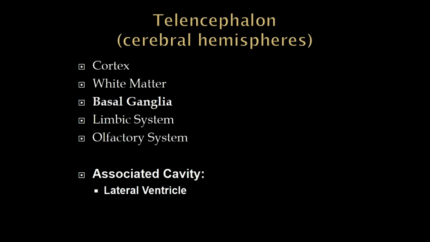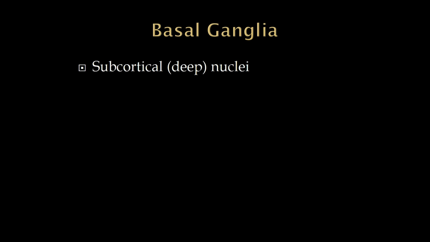Next in our telencephalic structures are the basal ganglia. The basal ganglia are deeply located neurons. They're not out around the surface like in the cortex. They're buried deep in the white matter.